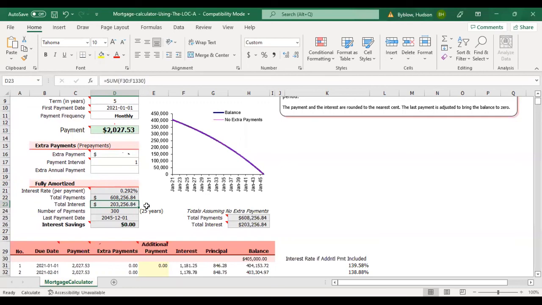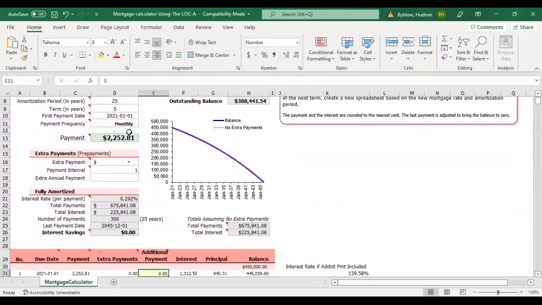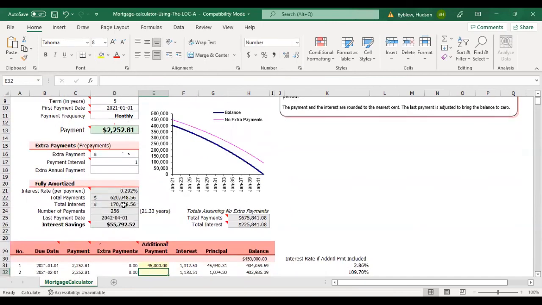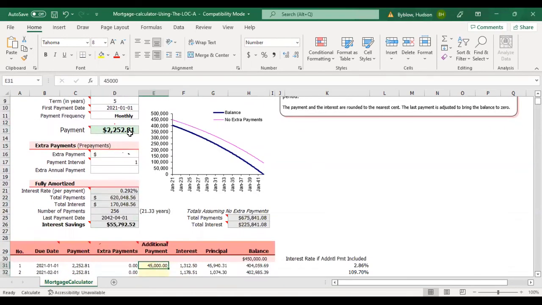Again, so $203,000 if I do a straight $405,000 mortgage. Again, let's put that up to $450,000, just so you can see it again. There's $450,000, and we're going to do the $45,000 prepayment, $170,000. So far less. So you get the bigger mortgage, you do the massive 10% prepayment on day one, and you're saving $33,000 interest. I cannot believe this. I think we solved the problem.